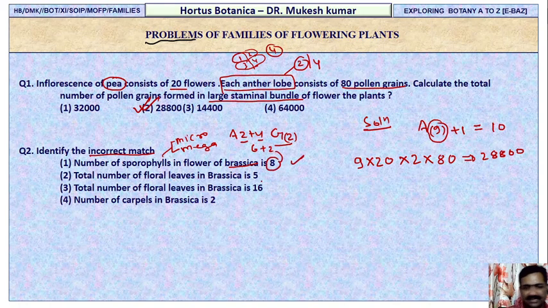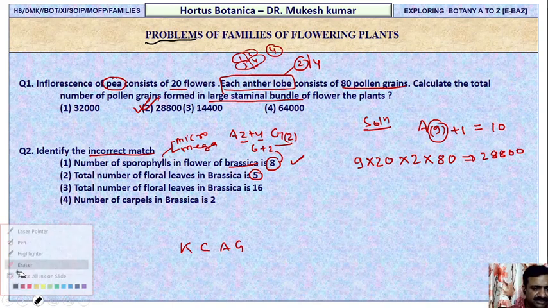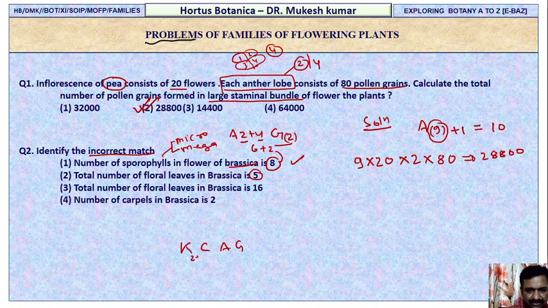It is correct. Now see, the total number of floral leaves in Brassicaceae is 5. Let's see, they are talking about the total number. So what is the total number? Calyx, corolla, androecium and gynoecium. Here we have 5, sorry, 4. How is this found? Remember, this is your 2 plus 2. Here we have 4. Here we have 2 plus 4. Here we have 2. So the total number, how much is it? This is 4 plus 4 plus 6 plus 2. How much is the number?